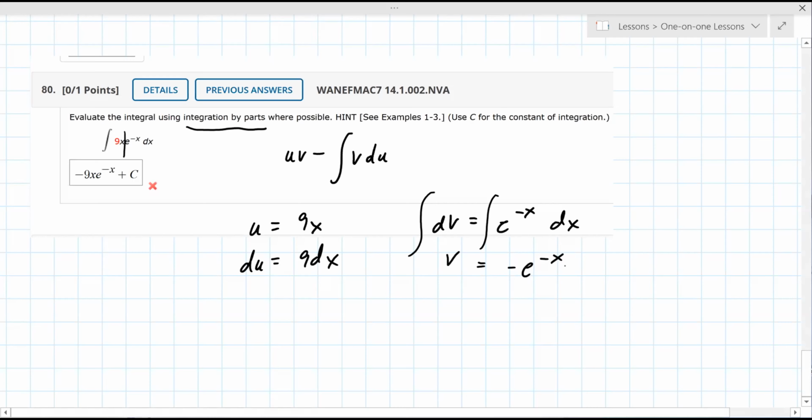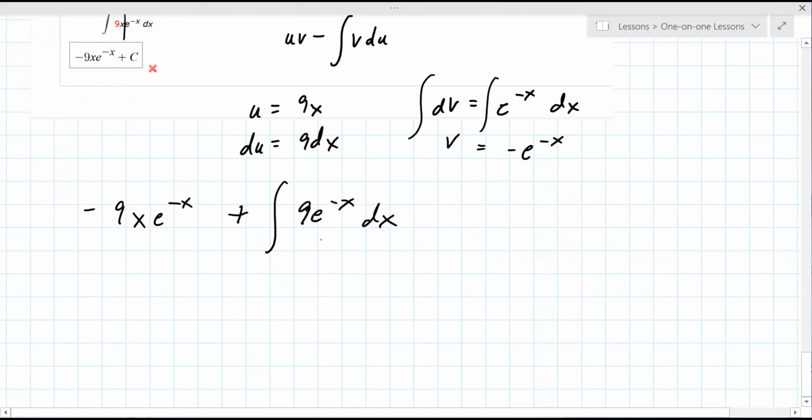Okay, so now you're just applying this formula, u times v. So it's minus 9x e to the minus x. You got that part. Minus the integral of v du. So this is plus 9e to the minus x dx. And this is the part that was lacking. So you have to find the antiderivative of this. We already did e to the minus x. And keep in mind that this 9 could be out here. So it's like taking the integral of e to the minus x, which you already have, becomes minus e to the minus x, and that 9 just stays in front. So you're just missing that extra little piece.